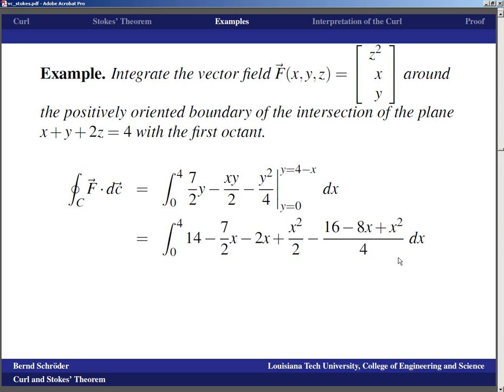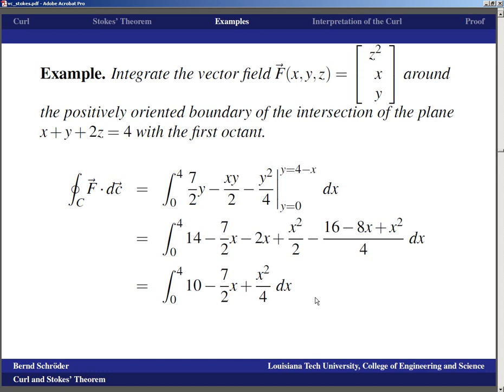And so now we add things up. We get 14 minus 4 is 10. Right here we have minus 7 halves x minus 2x minus negative 2x, so that remains at 7 halves x, and then we have x squared over 2 minus x squared over 4, that's just x squared over 4.